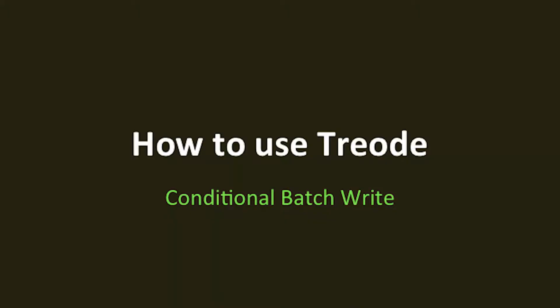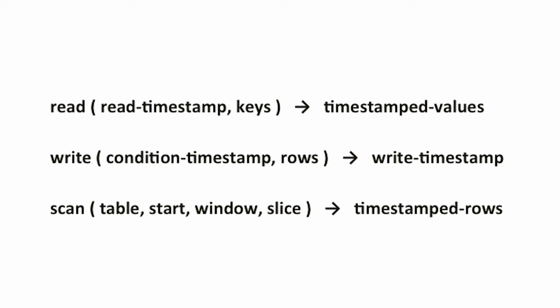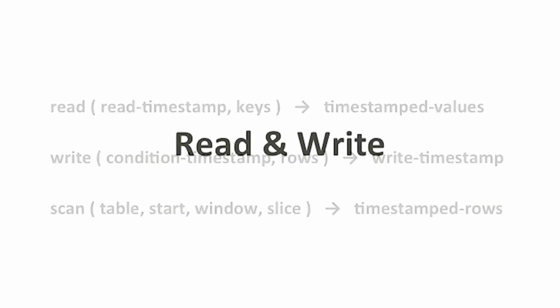So now we understand why, let's look at how we use this thing. I'm going to show you something known as the Conditional Batch write. Treode is a key value store, which is a fancy way of saying it's an overgrown hash table. As such, its API is dead simple. It's read, write, and scan. Only there's a catch. There are these timestamps running through. So let's look at what that means for read and write. We'll come back to scan in a little bit.